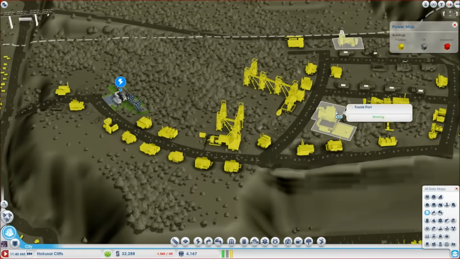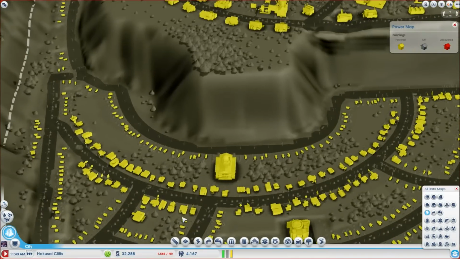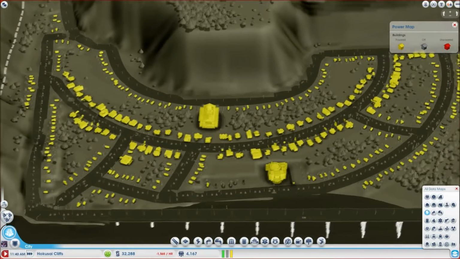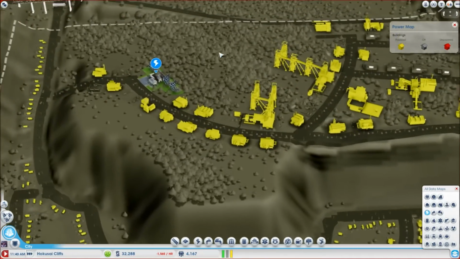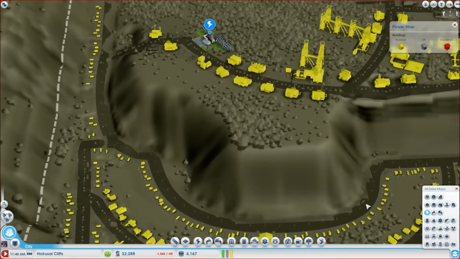This one is fairly standard. It's your power map. If it's yellow, it's getting power. If it's gray, it's off, and if it's red, it's unpowered. Pretty much everything's receiving power because I've got the concentrated solar arrays. It also leaves your power plant in color so you can tell where it's coming from.